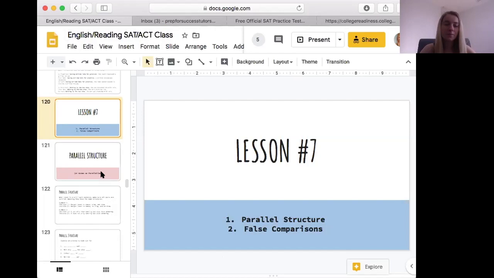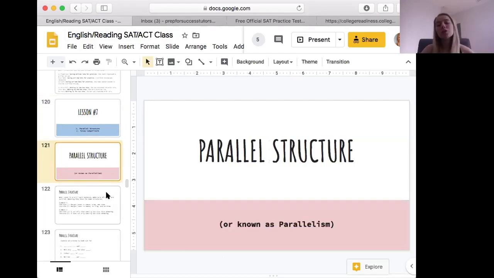All right, perfect. So we're going to start off with parallel structure. Oh, someone said, will we be going over reading? Yes, we are going over parallel structure, finishing up lesson 7, and then going over reading today.